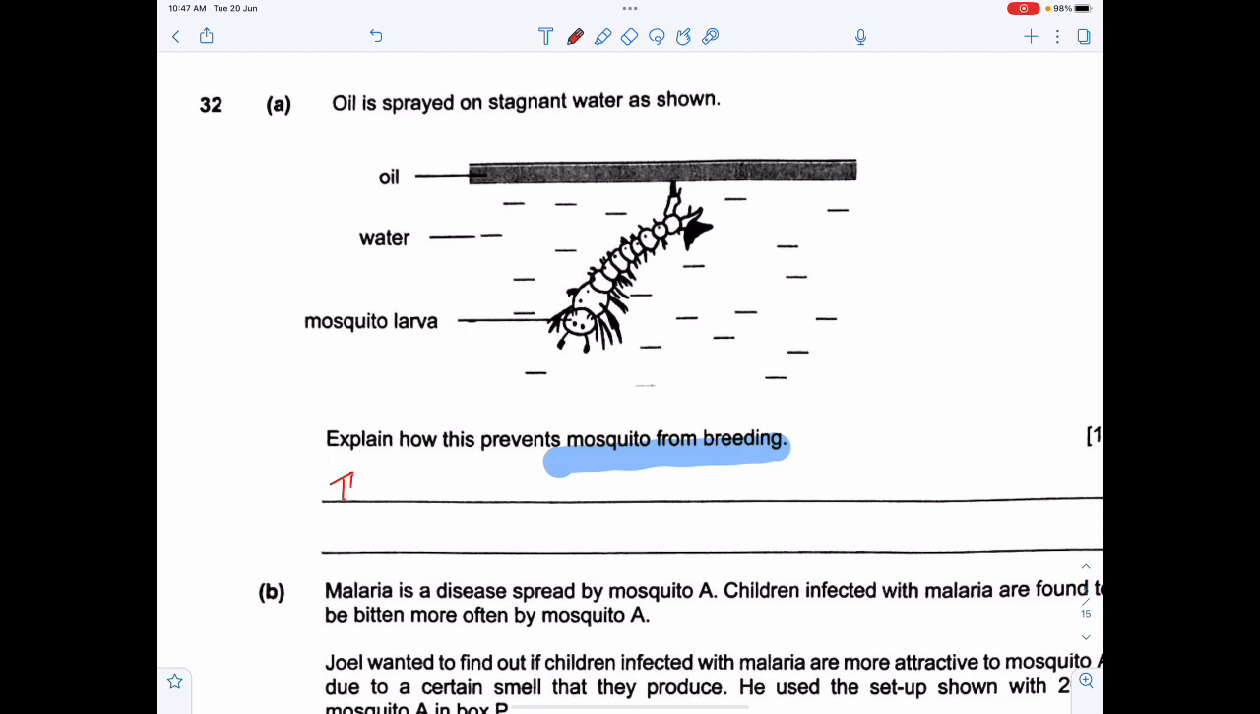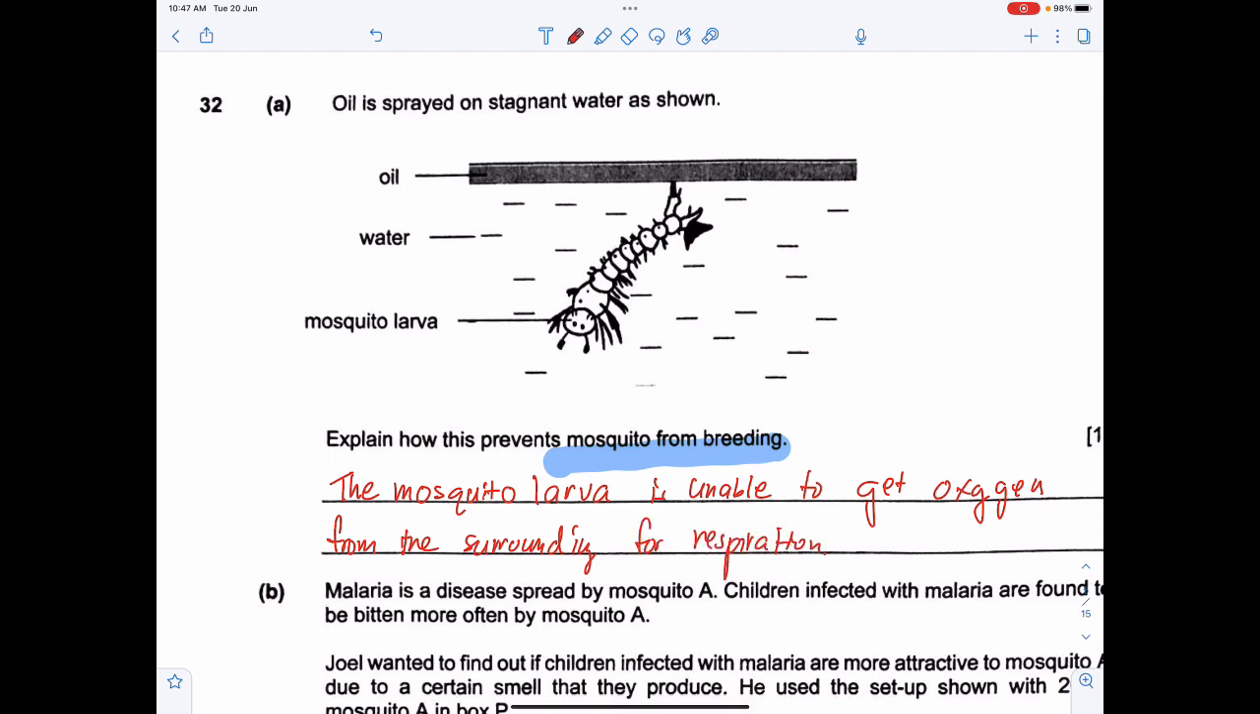So you would say that the mosquito larva is unable to get oxygen from the surrounding for respiration. Okay?